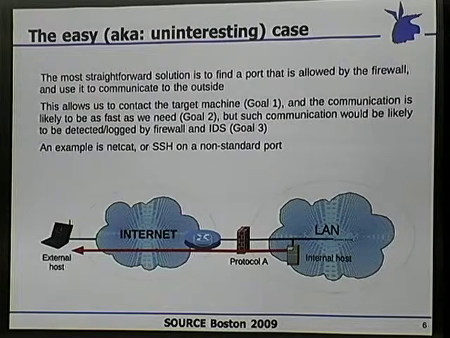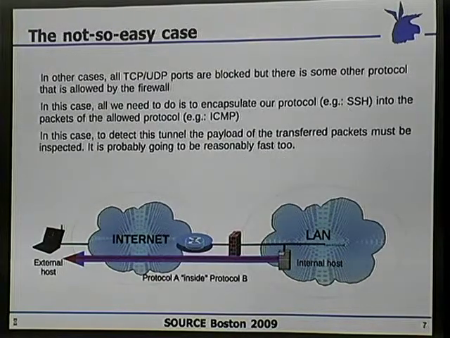The simplest case, I'm quickly going through this. Of course, the agent on the internal host could just start looking for an open port on the firewall, a port that is allowed through, and then just use netcat or SSH on it and start sending out data. This is easy, not very interesting.